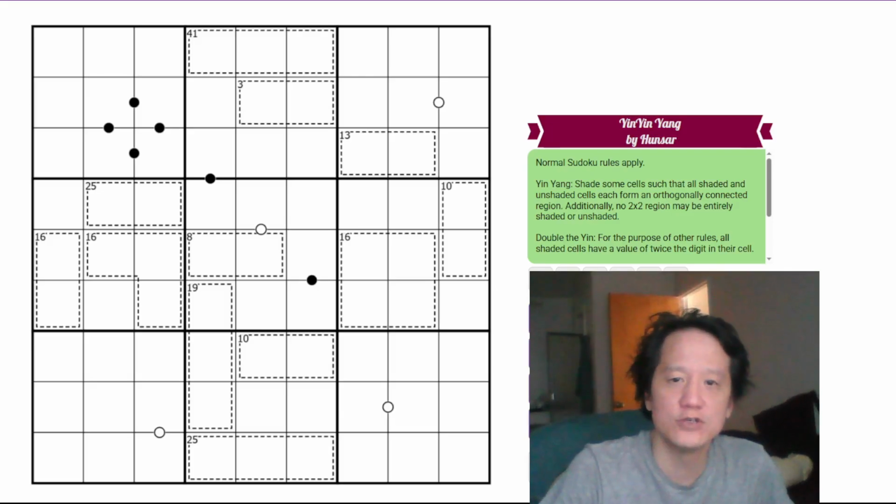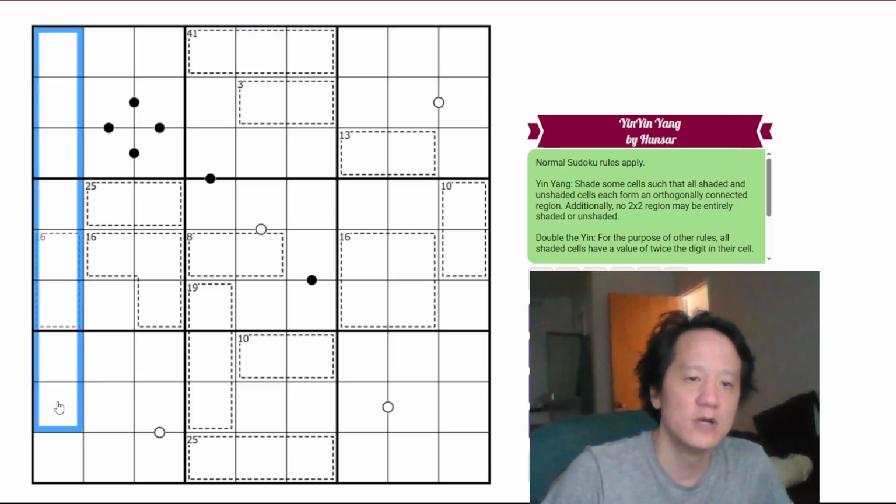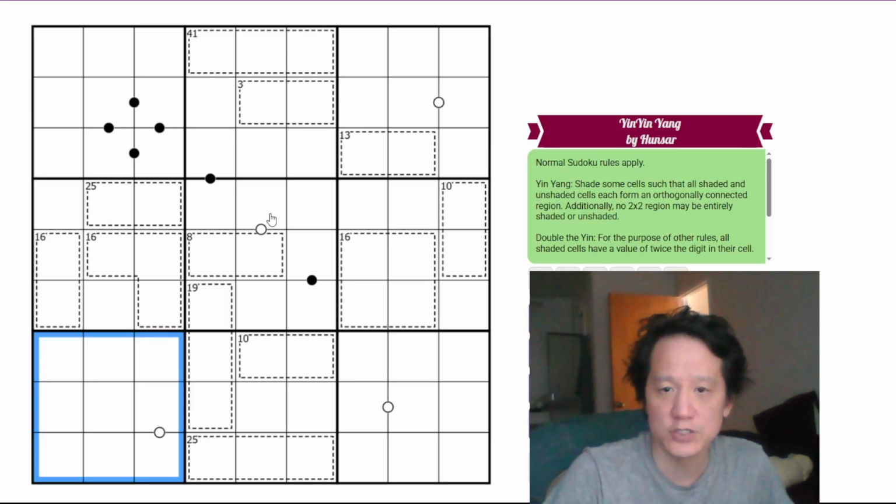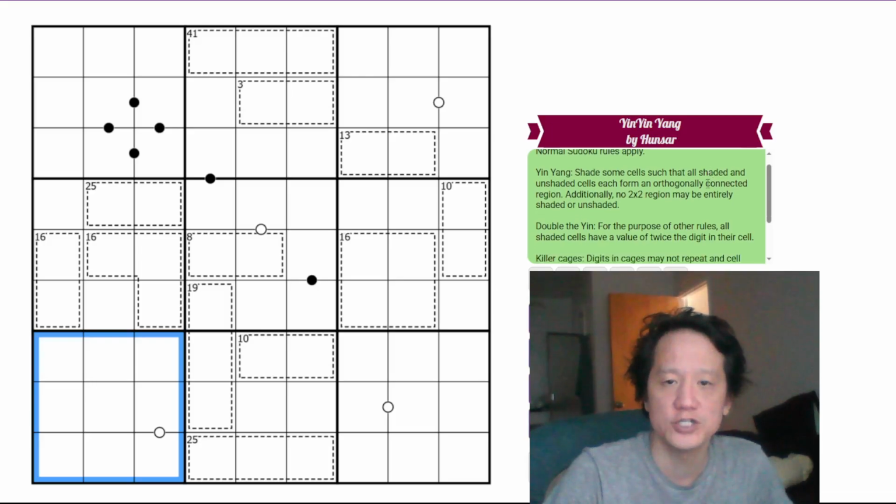We have normal Sudoku rules apply, which means in every cell, place a single digit from 1 through 9 such that there are no repeats in any row, column, or designated 9-cell region, in this case a box. We also have yin yang, where we shade some cells such that all shaded and unshaded cells each form an orthogonally connected region. Additionally, no 2x2 regions may be entirely shaded or entirely unshaded.